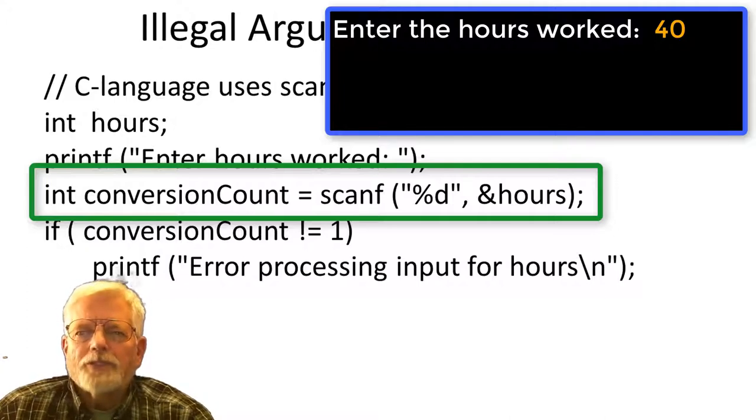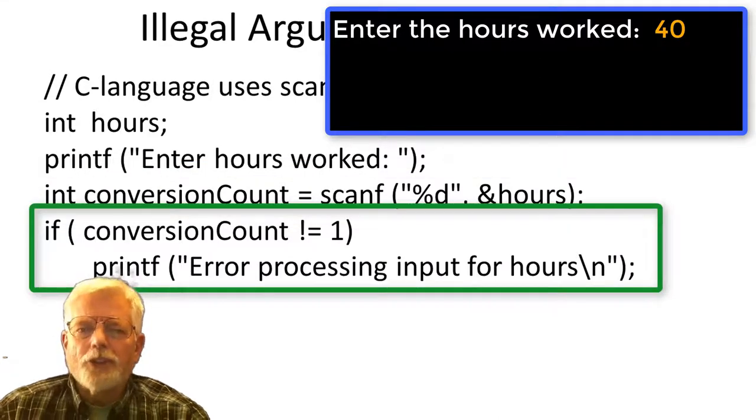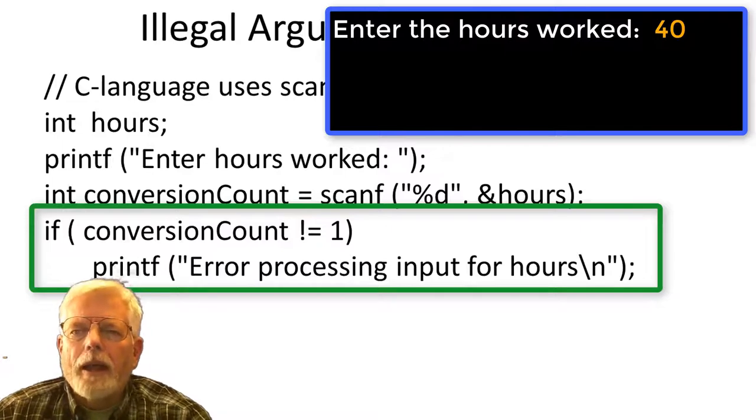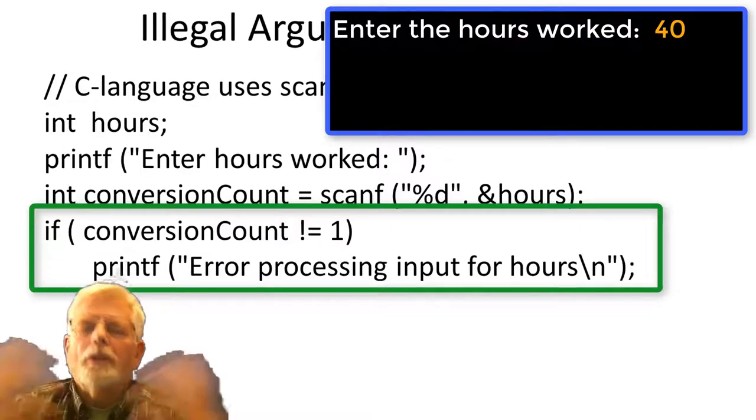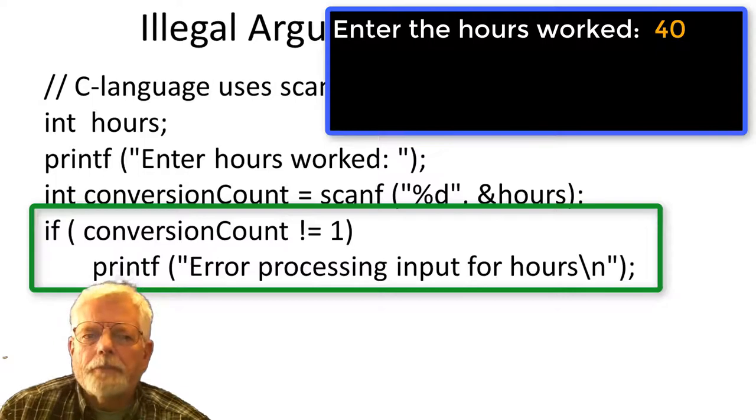Scanf, open parentheses, quote, percent d, quote, comma. That is our format specifier. And then ampersand hours, so I'm passing the address of the hours variable to the scanf routine. If my conversion count is not equal to 1, something went wrong. I'll print out an error message or do some other type of processing.